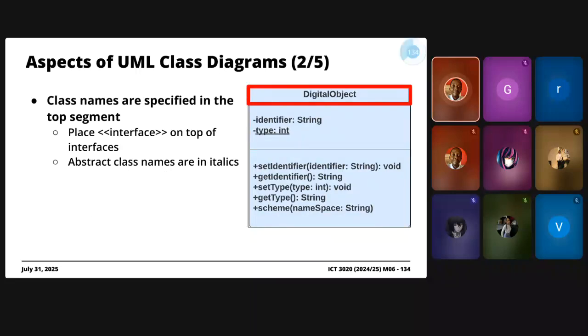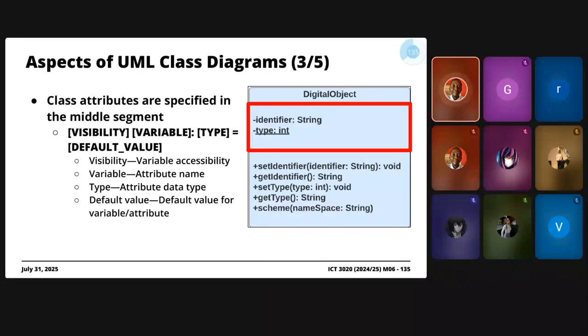But that's the top part, right? Remember, we're saying you have 3 compartments. Up to this point, we've just made mention of the fact that your middle compartment is used to specify the attributes, the characteristics of the class itself. These characteristics are ideally supposed to be specified in a certain specific way. You need to indicate the visibility, the variable name, the type where applicable, even the default value.